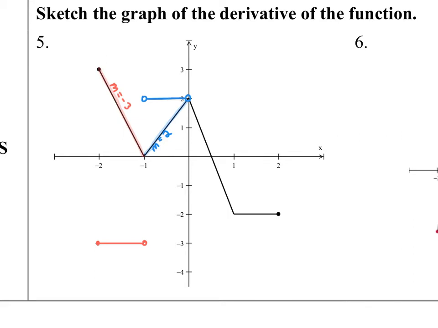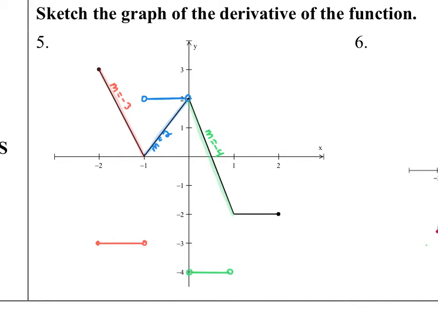And then I move to the next piece that goes from 0 to 1. And I can see that this little piece right here, if I count out the slope, I go down 4 over 1. So my slope on this green section is a negative 4. So on that interval from 0 to 1, I'm going to draw a constant value of negative 4.